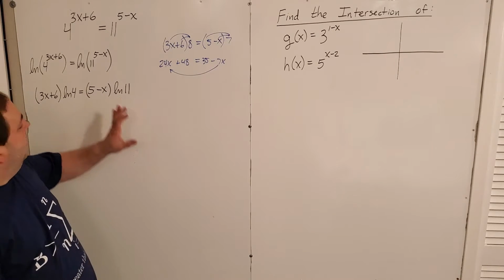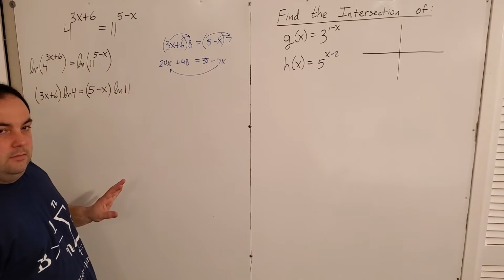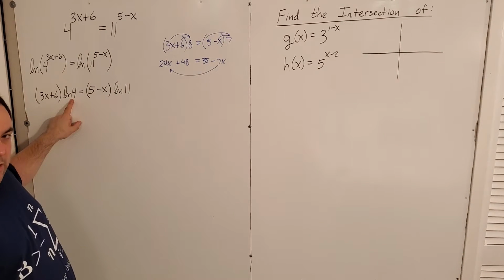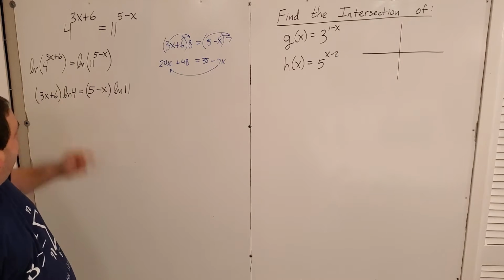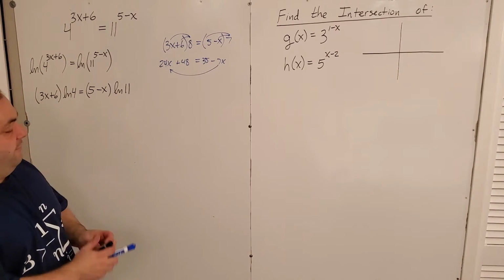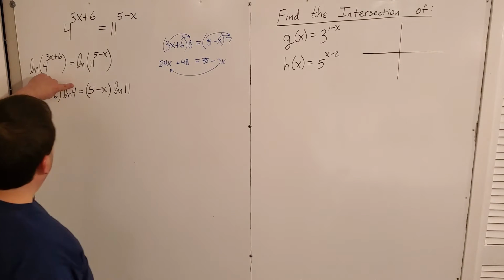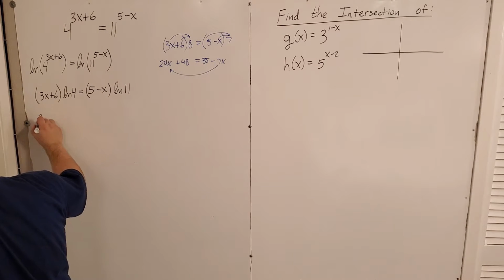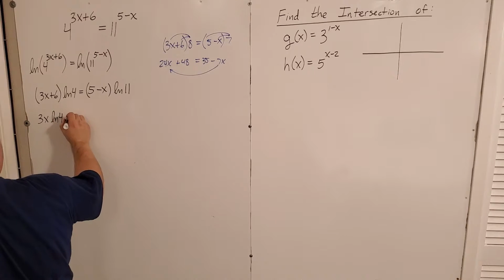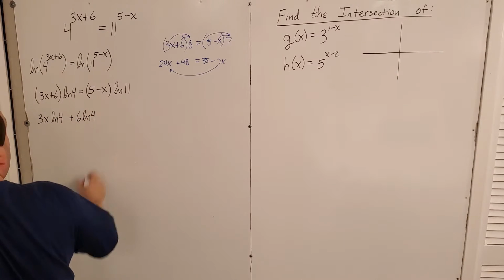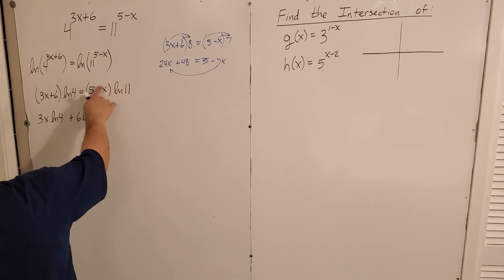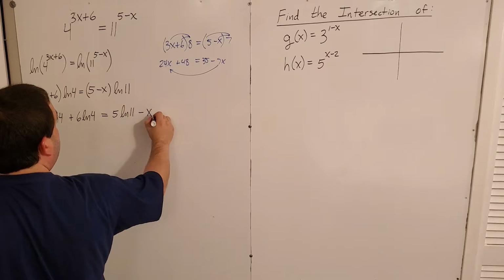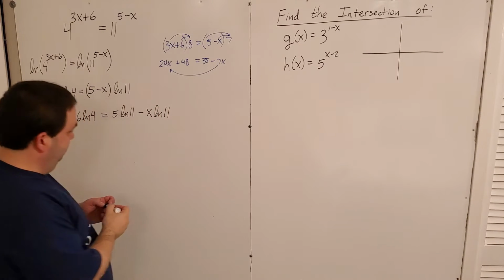I want you to realize that this equation is no different. The structure is identical. Even though this is a logarithm, it's not a logarithm with a variable. This is a number. So I can simply treat it like a number. The first thing I'm going to do is I'm going to distribute that ln 4 in. So what I have is 3x times the ln of 4 plus 6 times the ln of 4. And then the same thing on the other side. I'll have 5 ln of 11 minus x ln of 11.